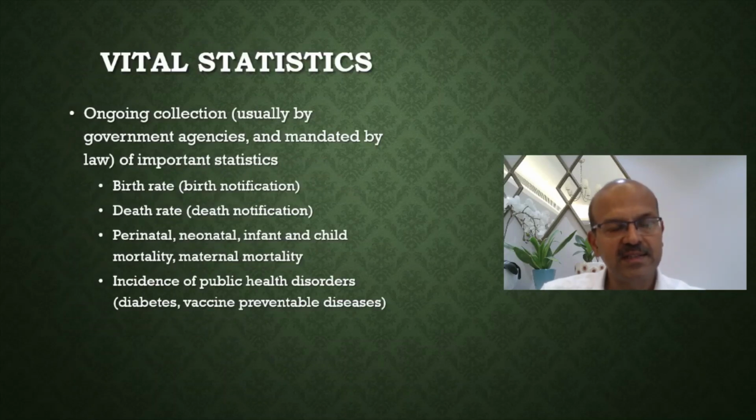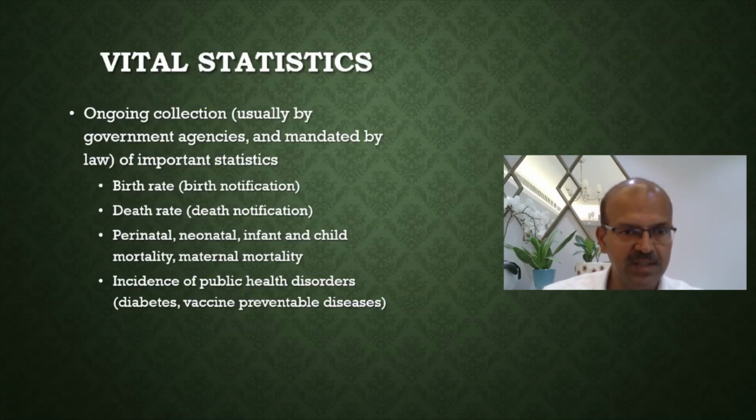Vital statistics is usually an ongoing collection by government agencies, usually mandated by law, of important statistics which include the birth rate. So the birth notification feeds into the birth rate, and the death rate is by death notification. These are mandatory and you have regulated time frames within which you have to do these. We have perinatal, neonatal, infant and child mortality, and maternal mortality.